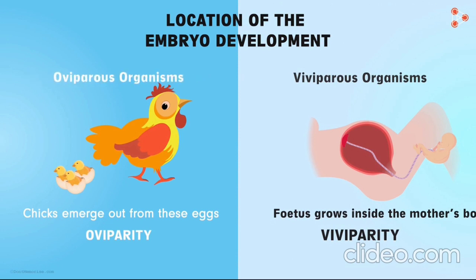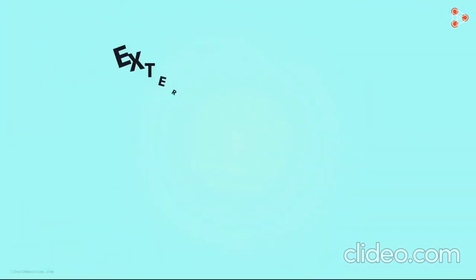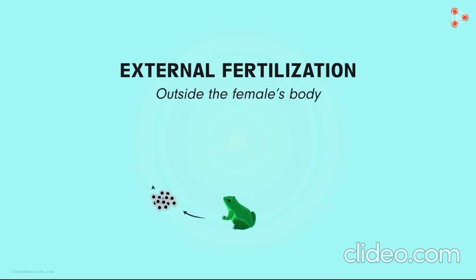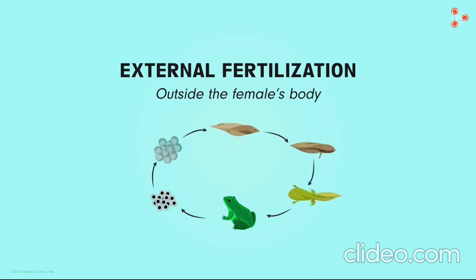Well, this was about the process of embryogenesis, the development of the embryos. Do you remember external fertilization? Yes, the fertilization process which occurs outside the female's body. Fertilization in frogs is an example of this. However, we still don't know the process by which the tiny embryos develop into individual frogs. To understand this interesting process, you need to watch our next video.